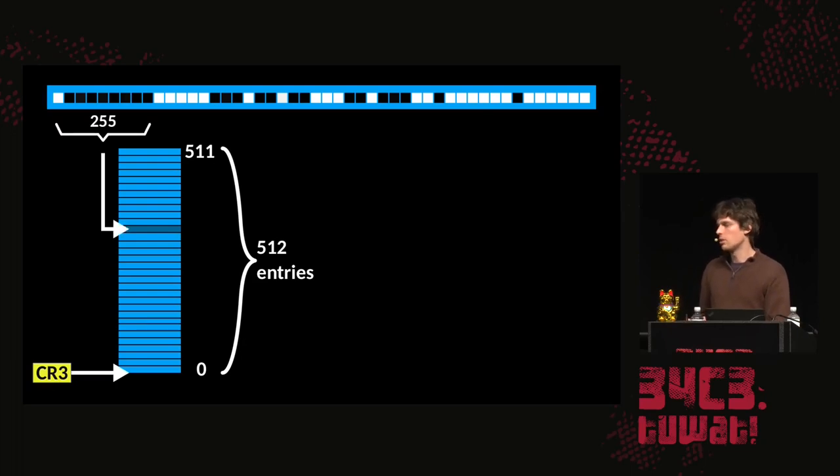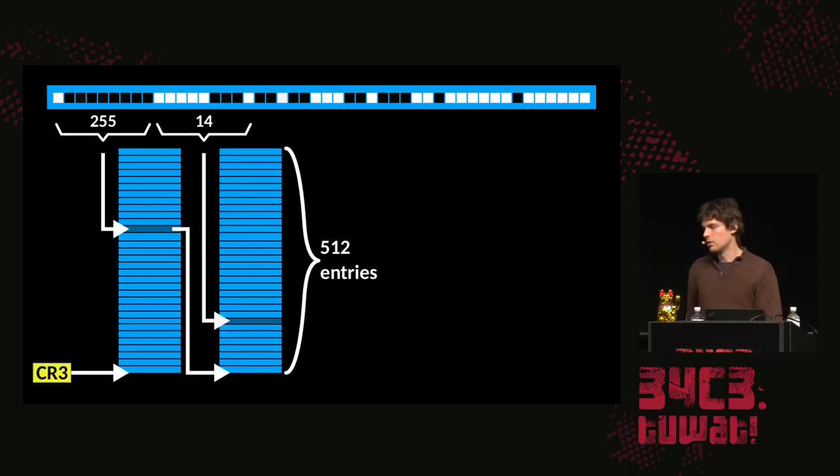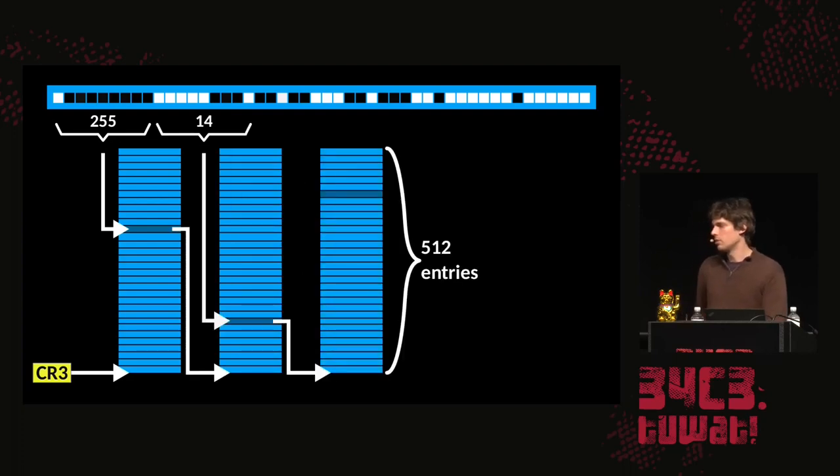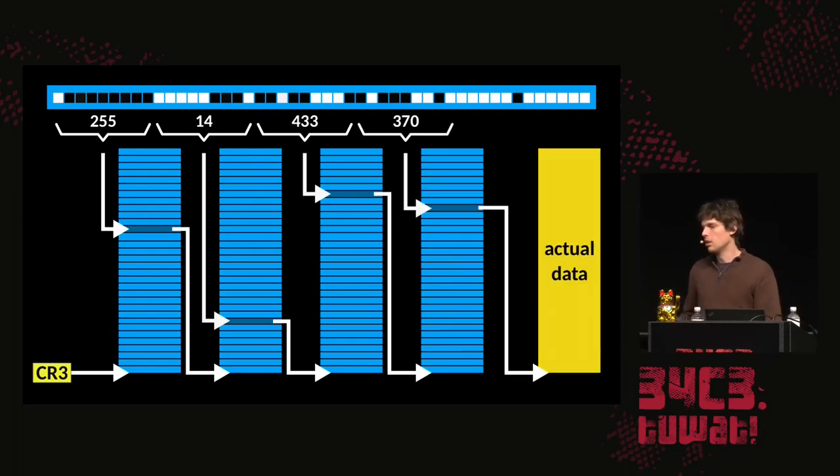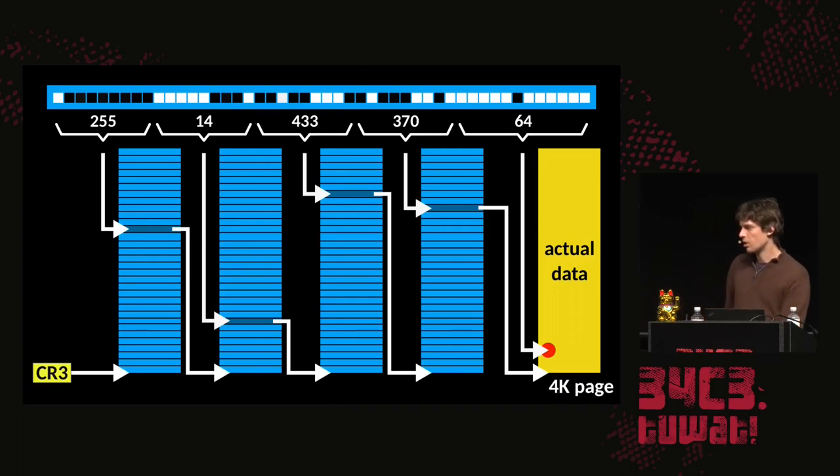Then the hardware looks at the 9 most significant bits in the address and uses that as an index pointer into the table. Then it does the same with the next level, and with the next level, and with the next level, up until the level where we know the actual page, and then the 12 bits at the end will be used to point into this page. So this is a 4K page.